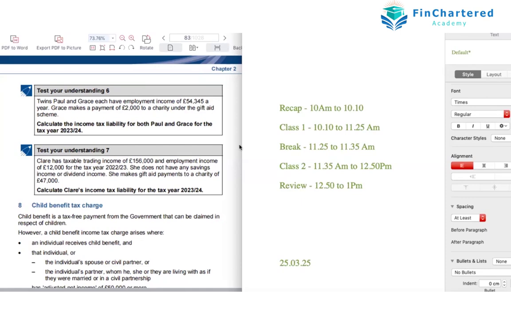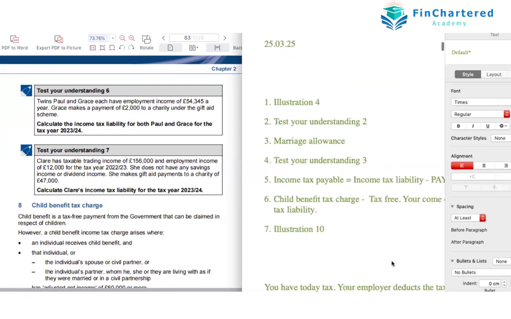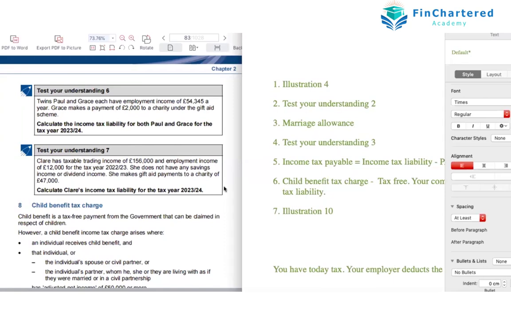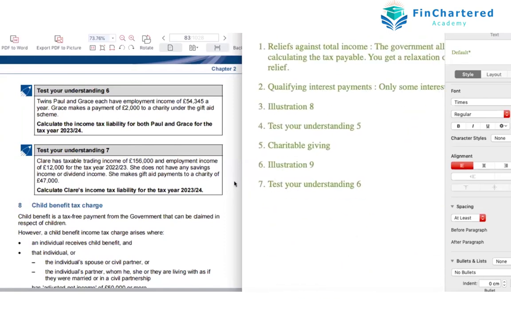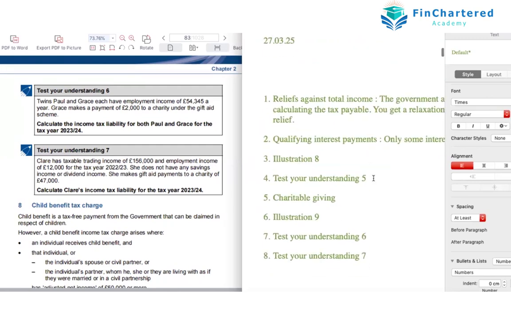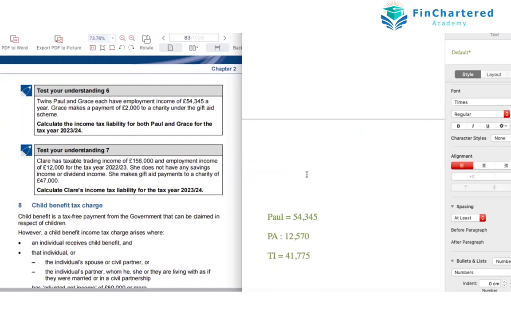Yes, guys. So it's 11:35. Let's continue. And online, just let me know that you're here, Kunal and Chirag. So we've looked at test your understanding 6, and now we're looking at test your understanding 7. What is test your understanding 7 about?